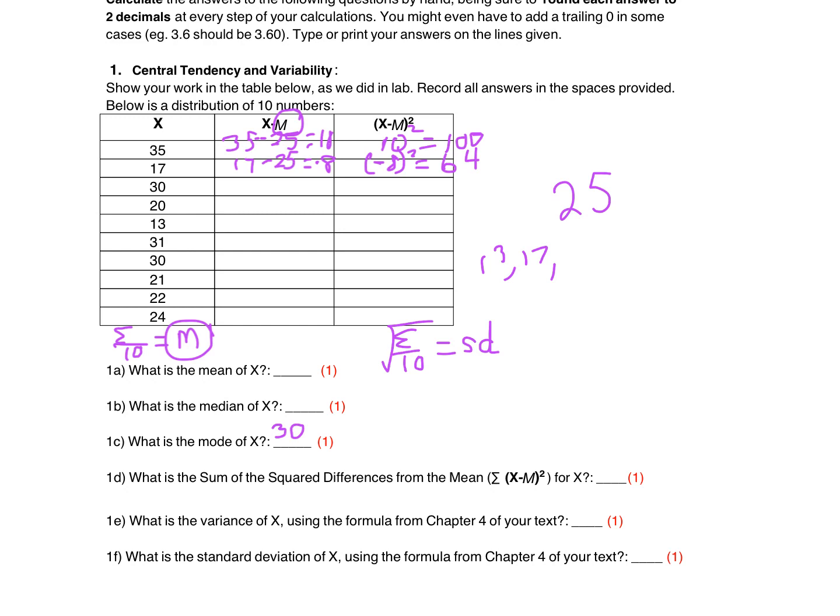The sum of the squared differences from the mean, that's the sum here that you get when you square all of those numbers, whatever that adds up to. The variance is your standard deviation squared. So the variance is equal to the sum of all of your (x minus mean) squared over 10. That's the variance. When you take the square root of that number, that's your standard deviation. So that's the answer for the next question for 1F.